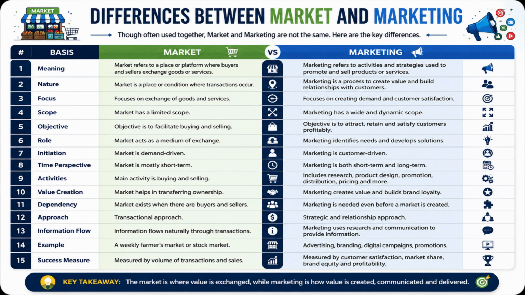In this video, we will discuss the differences between market and marketing. Although these two terms are closely related in business, they have different meanings, functions, and objectives. A market is where buyers and sellers interact to exchange goods and services, whereas marketing refers to the activities and strategies used to attract customers and promote products.